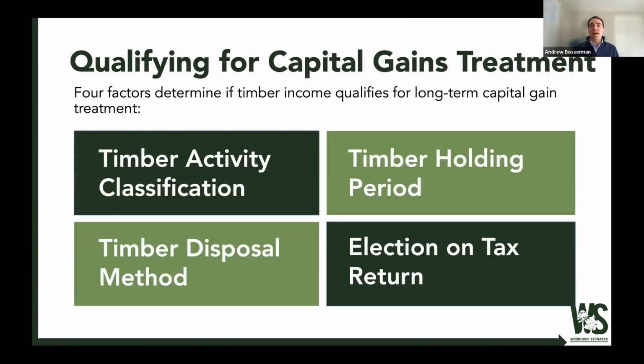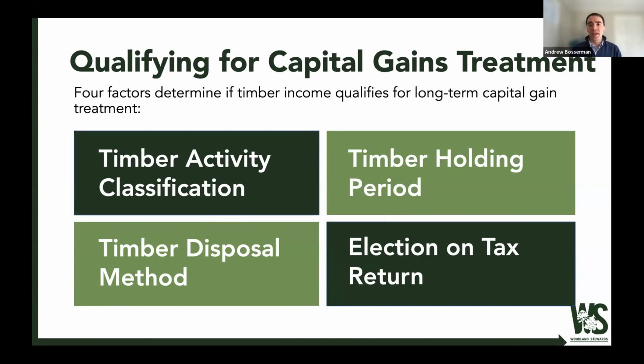So how do we qualify for capital gains treatment? Because we've gone through that, it's much more preferential. You want to qualify for capital gains treatment because you'll save a lot of money. There are really 4 areas we need to go through. First is your timber classification. We went over that in the first webinar in this series. I went through the 3 different types of activities, which are personal, investment, and business. So that's an important classification.